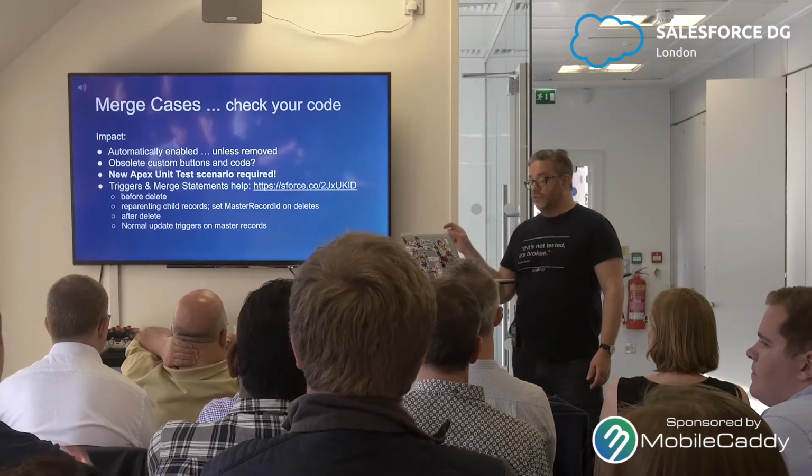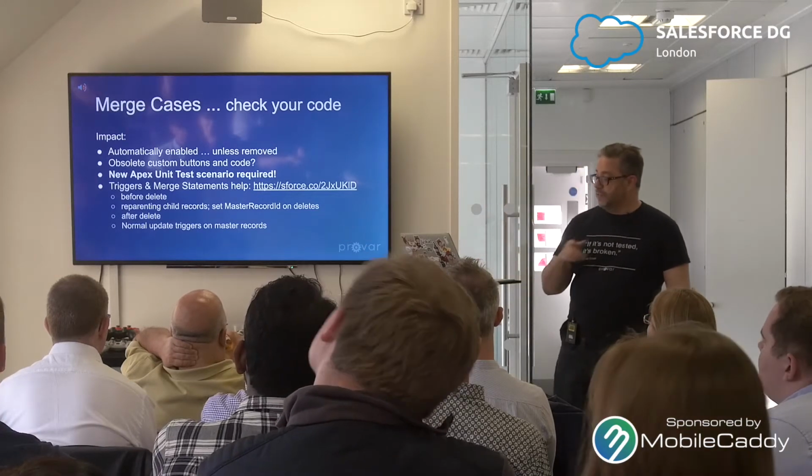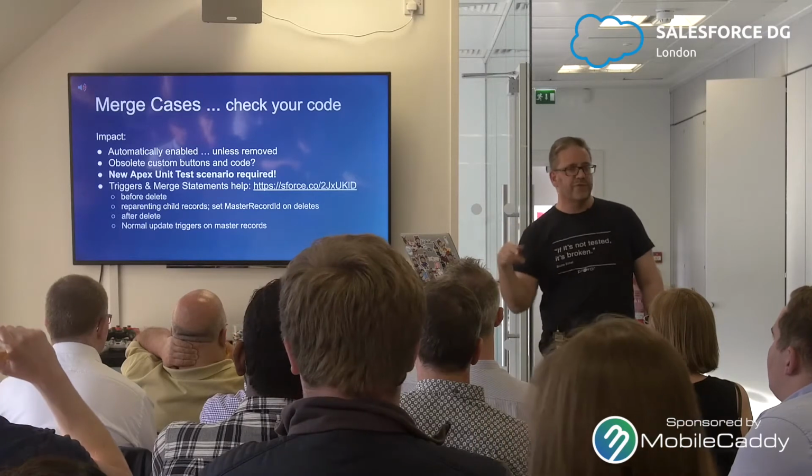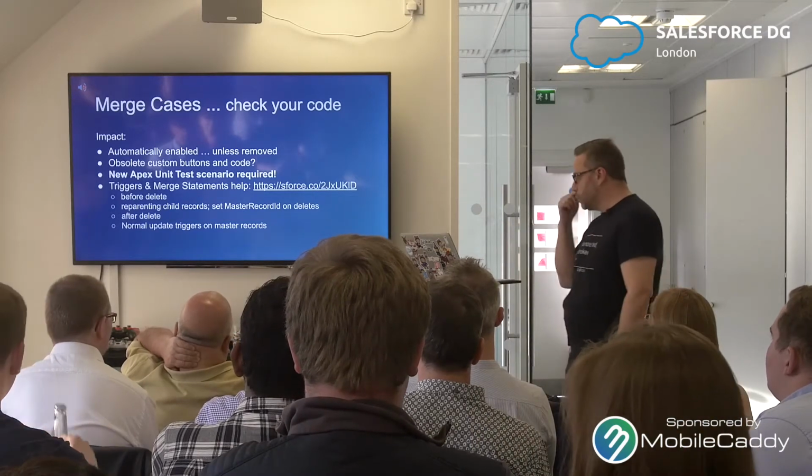There is an interesting article, with the link on the screen there, for triggers and merge statements, which I'd never really bothered to read before. I always assumed there was an after merge and before merge event that you could just catch on a trigger. It doesn't happen like that. If you read the article, the first thing it does is fire a before delete. This is a change in the order of execution.